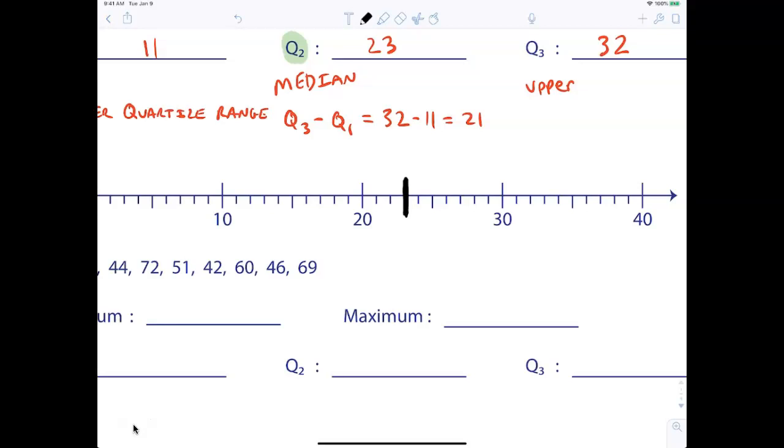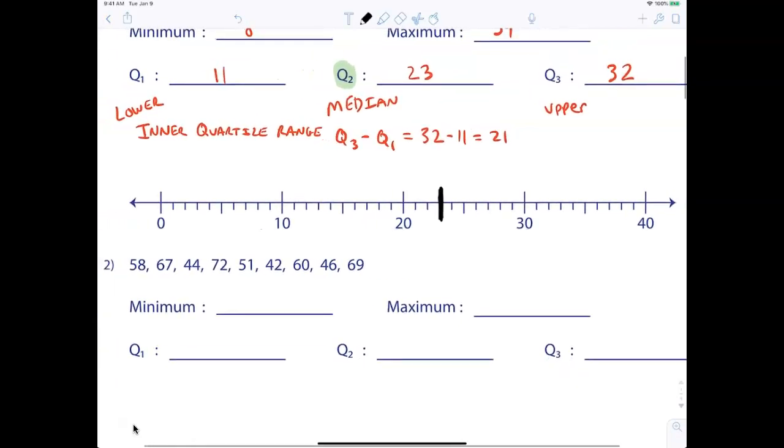Now, quartile 1 is at what? 11. So I put another mark on 11. And then quartile 3 is going to be at what? 32. Now, please, if you're not with me, you're going to be behind. And I'm telling you, it's super easy. So there's my marks.